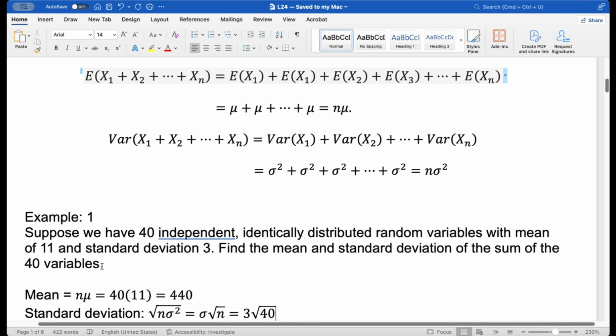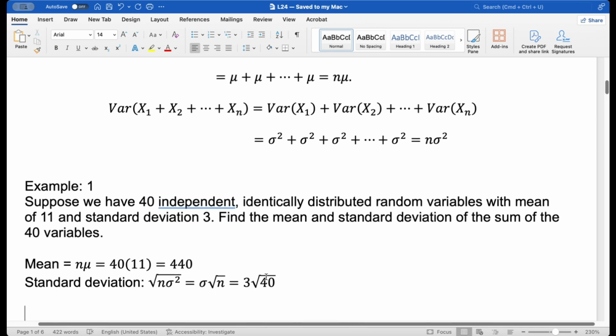Now the standard deviation is a little trickier. Technically, you have to square that 3, get 9, then use our formula here and get 40 times 9 for the variance, and then take the square root. Now the square root and the square cancel out, so the shortcut formula for standard deviation is sigma times root n. So it's 3 times root 40. So the standard deviation is 3 times root 40.